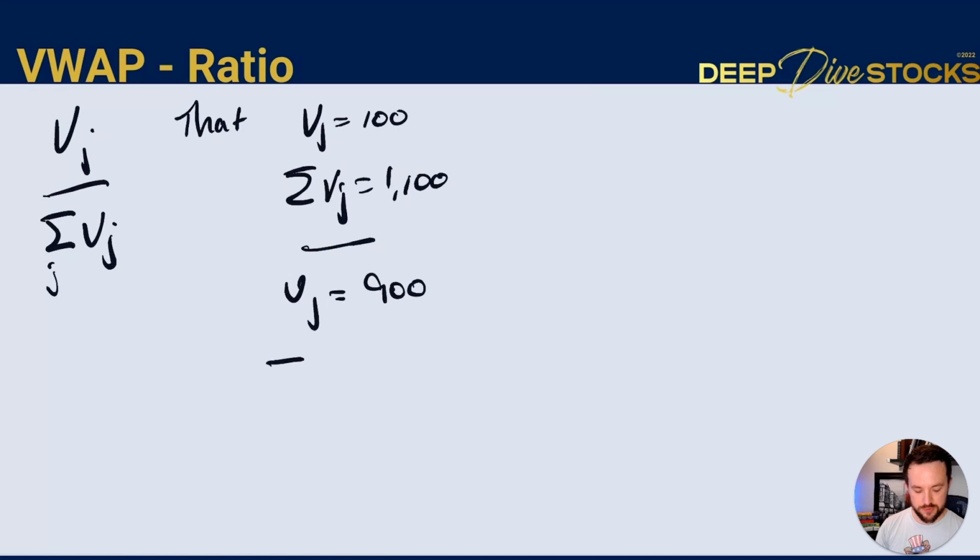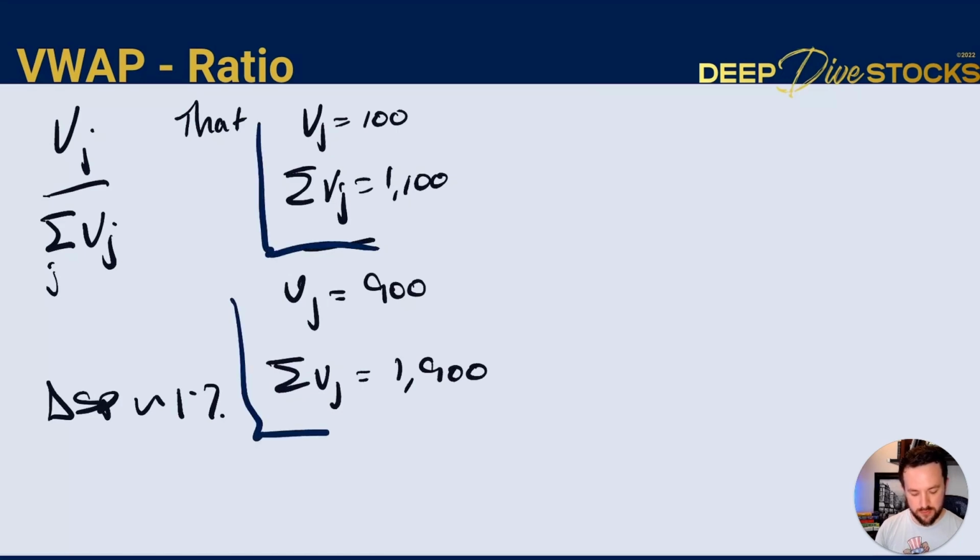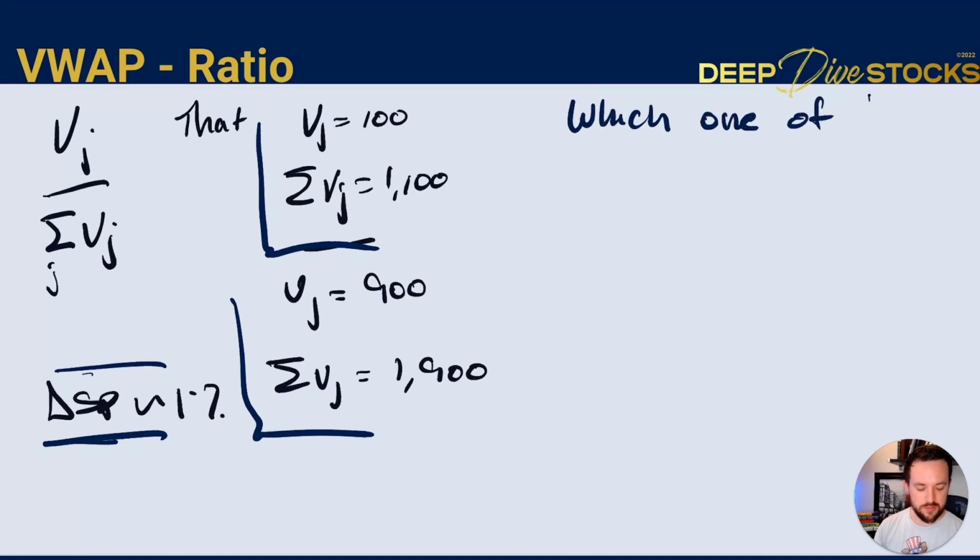Let's take the extremes from before. And let's say that in both cases, the change in the stock's price was 1%. So we have two different volume profiles, and in both profiles, the change in the stock's price was 1%. And the question is, which one of these is a liquid stock?